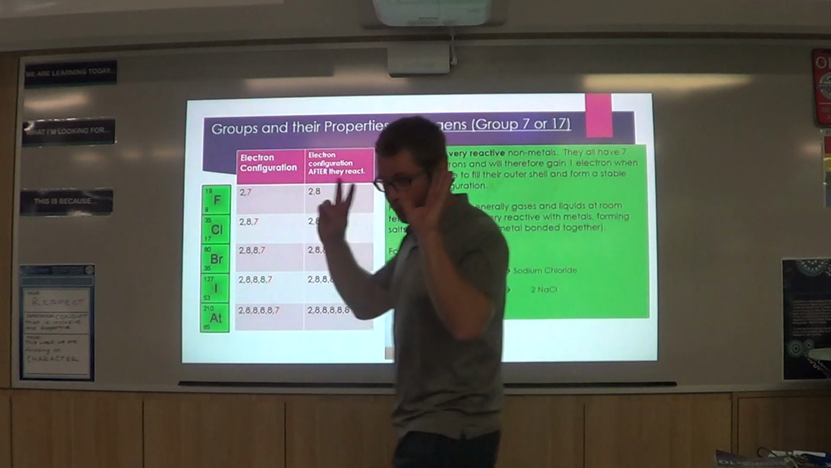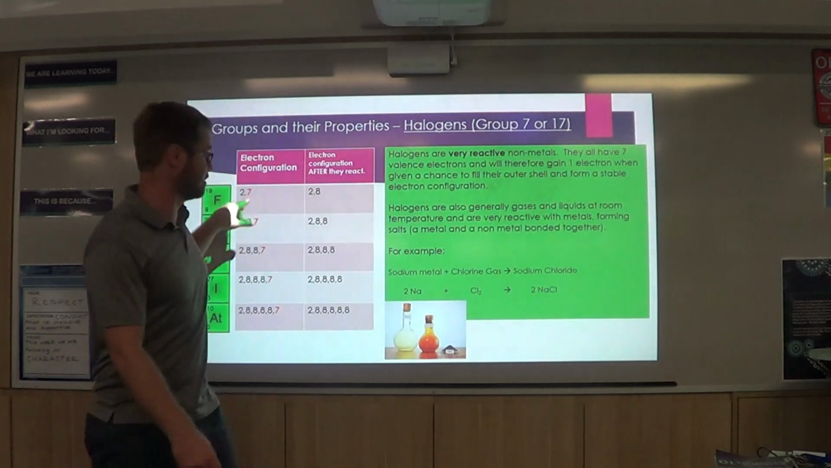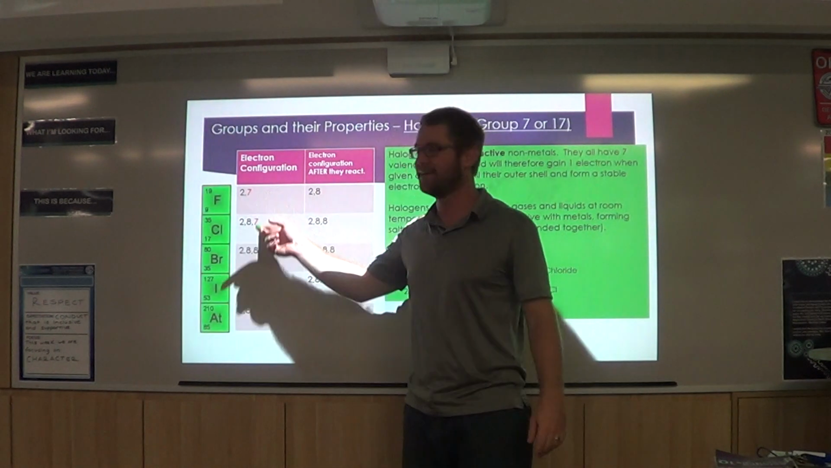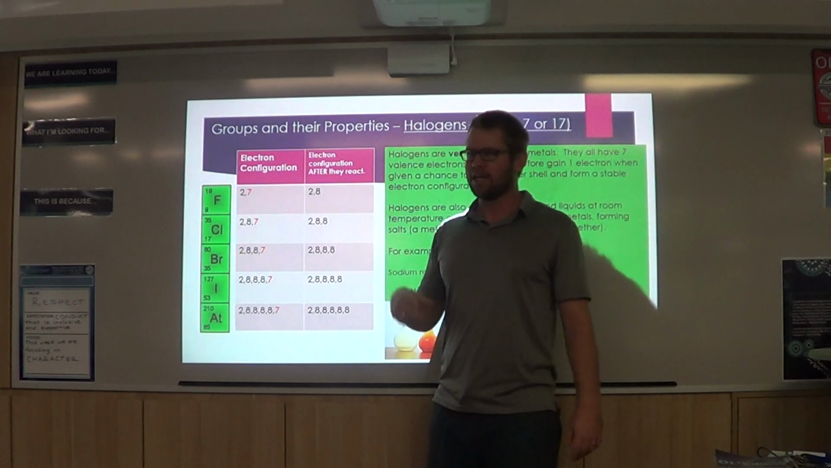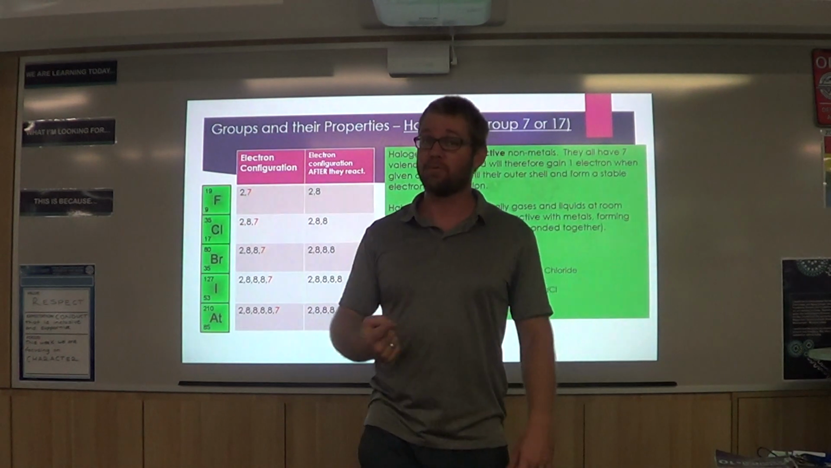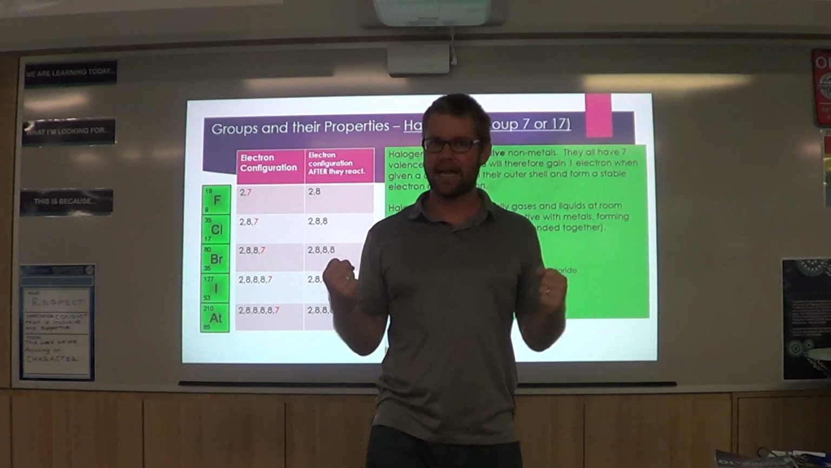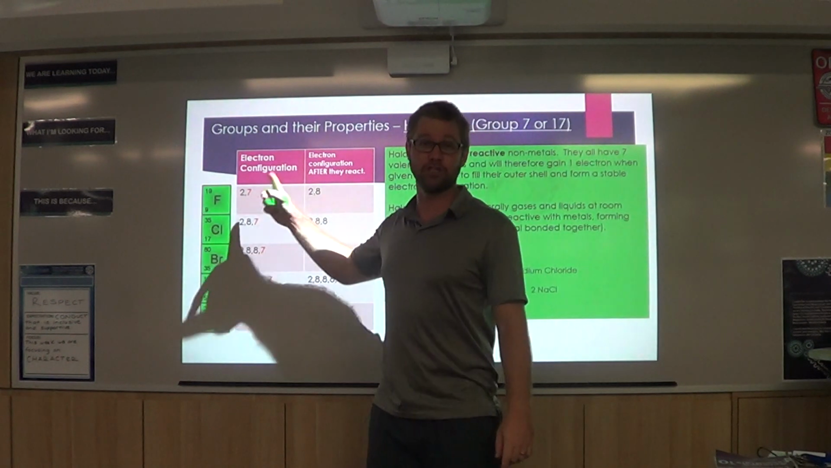And they all have, they're in group 7, so that means that they've got 7 valence electrons, right? 7 in their outermost shell. They are trying to achieve a full outer shell as well. They're trying to be stable. That's where they're most stable. They are not there. They are 1 short.